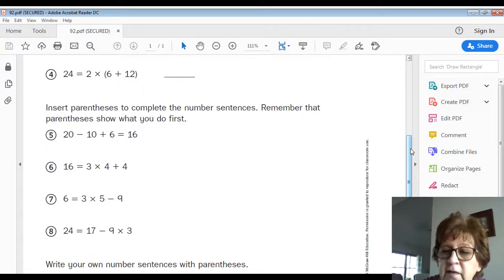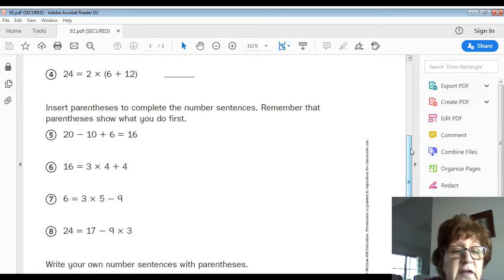All right, so now on these, they want us to insert the parentheses where they need to be to make the number sentence read correctly. All right, so remember again, parentheses show what we do first. So 20 minus 10 plus 6 equals 16. Where do I want to put the parentheses? So if I do 20 minus 10 equals 10, 10 plus 6 is 16. So I'm going to put my parentheses around 20 minus 10. Okay, I would get the answer 10, add 6 is 16. Parentheses go around the 20 minus 10.